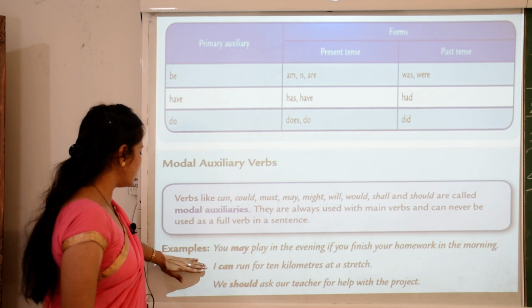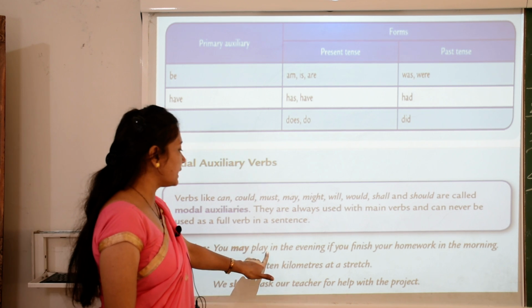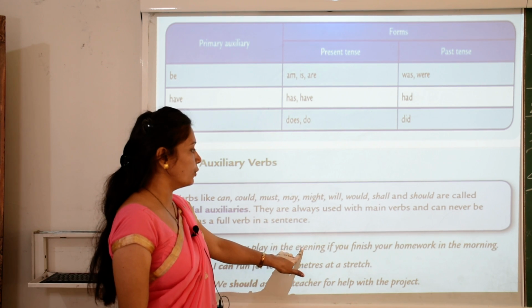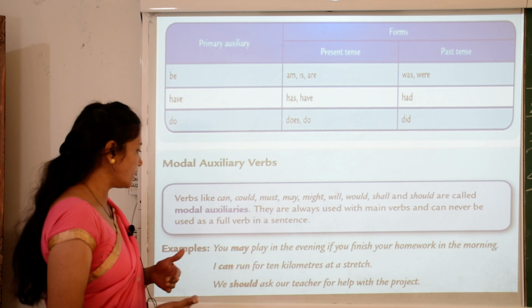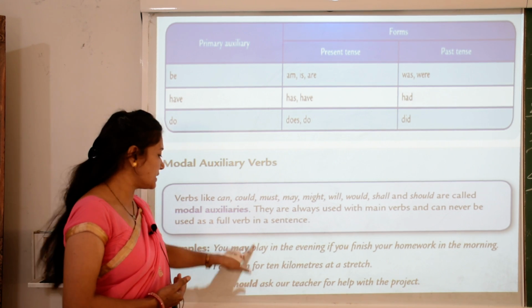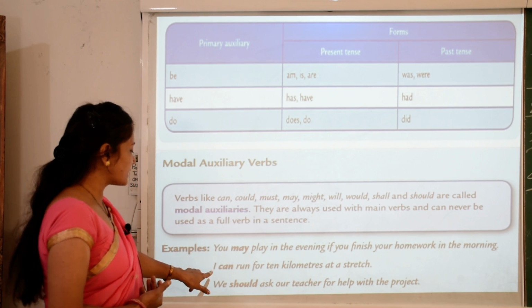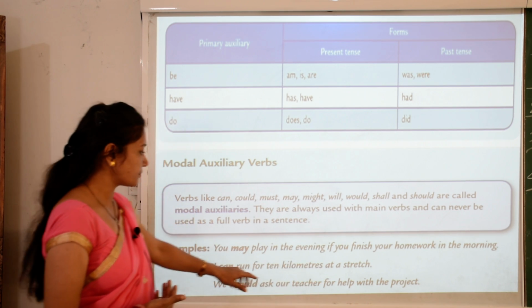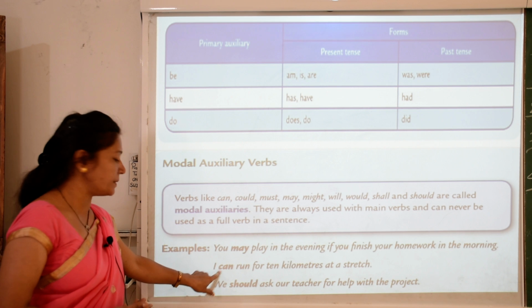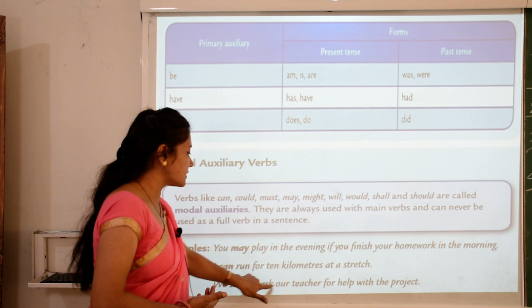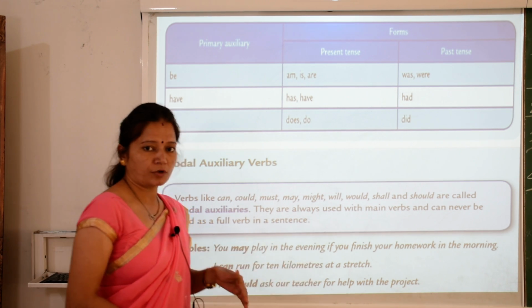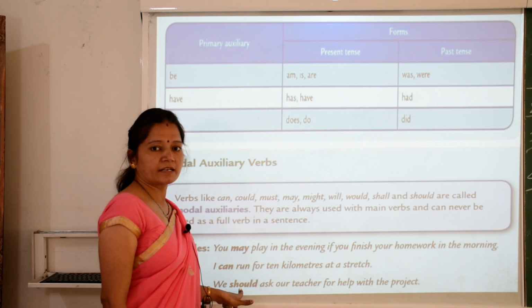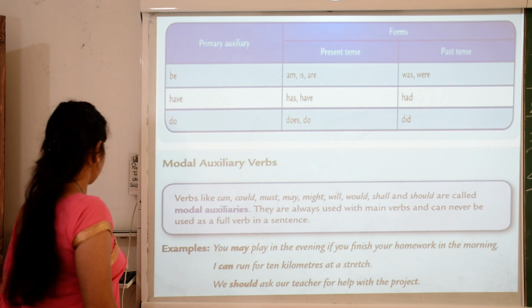Let's read the example. You may play in the evening if you finish your homework in the morning. So here our modal auxiliary verb is may. Let's read the next sentence. I can run for 10 kilometers at a stretch. So here our modal auxiliary verb is can. We should ask our teacher for help with the project. So here our modal auxiliary is should.